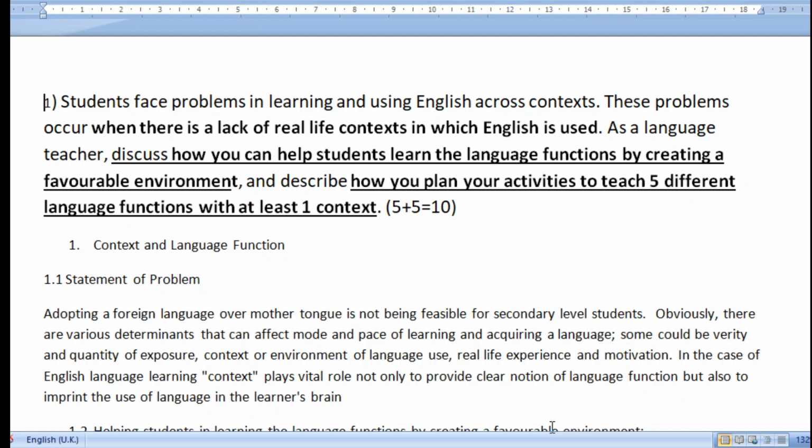Now 1.1, now statement of problem. What problem is raised in the questions? We are going to deal with that, and this is also called background setting of the questions. So it is better to start with a certain background setting while dealing with the answers. So look at here, 1.1 statement of problem. Adapting a foreign language over mother tongue is not being feasible for secondary level students.